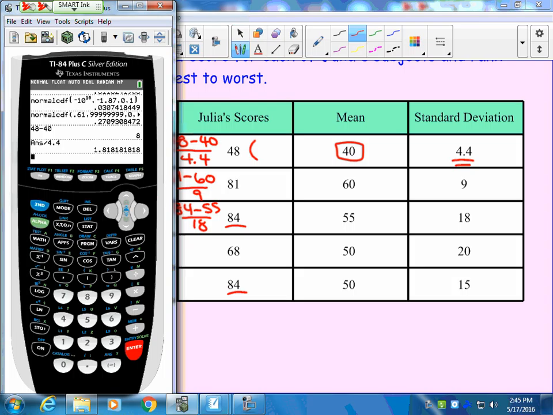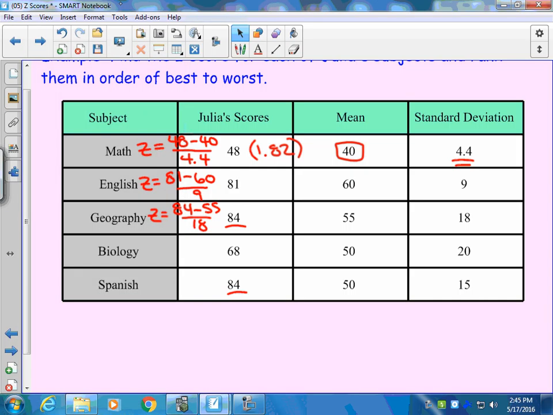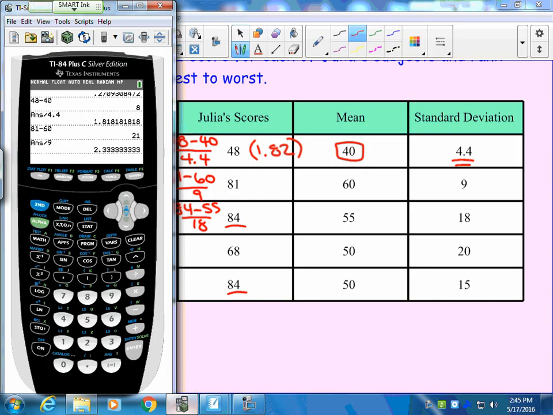So Julia's z-score in math is 1.82. She is 1.82 standard deviations above average in math, even though her score was only a 48. Okay, and then we've got 81 minus 60. Enter. Divided by standard deviation of 9. Okay, in her next class, English, she's performing 2.33 standard deviations above average. Okay, that's got to be one of her best classes. We'll see how the rest of these play out.